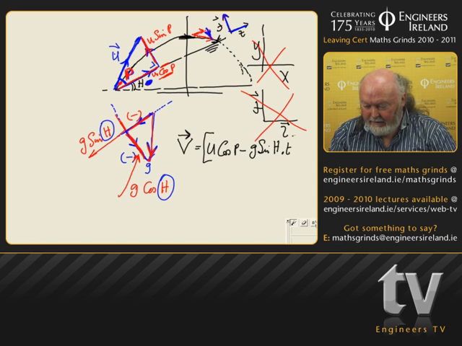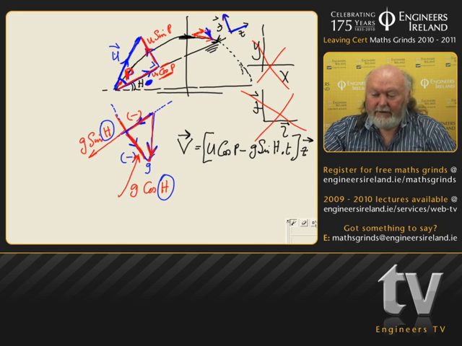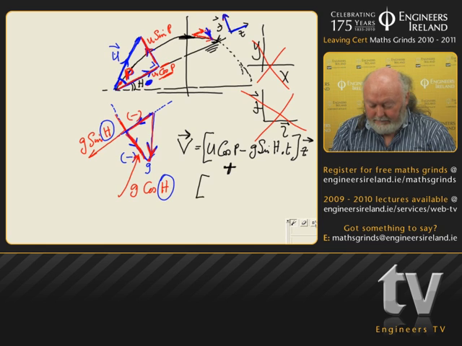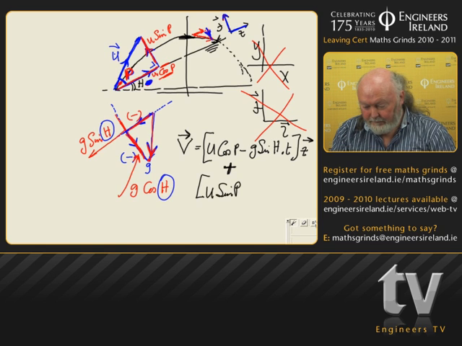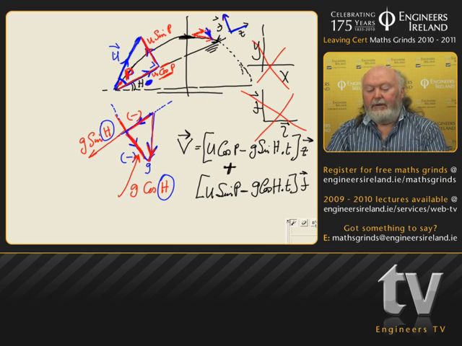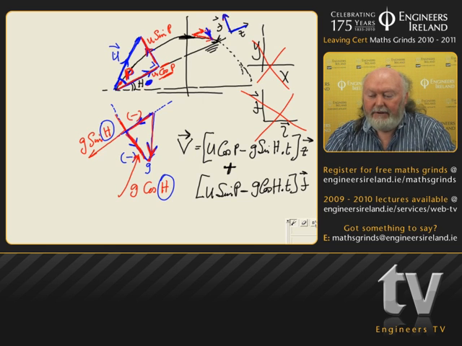It's going to be that in the I direction. That's the perpendicular to the plane. And it's going to be in the J direction. So how did we find that?